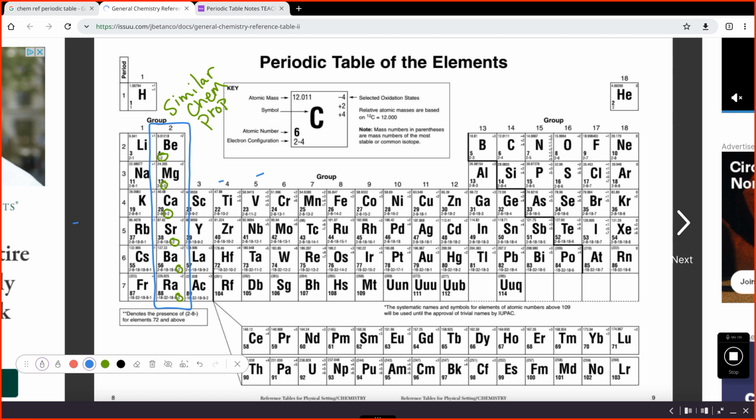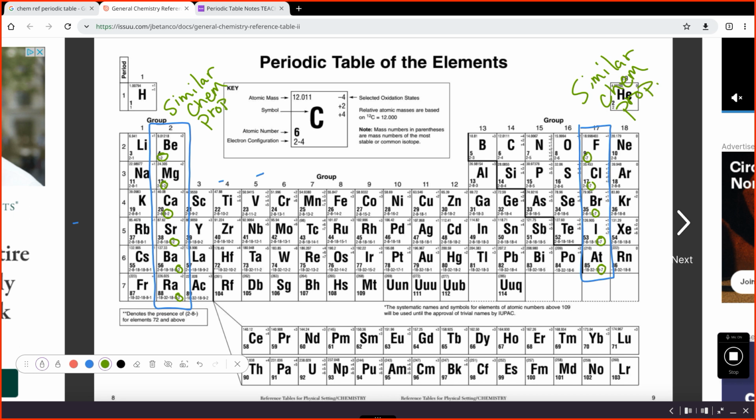We can just take a gander over here at group 17. And what we see here in group 17 is a similar thing. The only difference is that the number at the end is no longer 2, but now it's 7. And they are still all the same as one another. So all of these in group 17 have similar chemical properties.